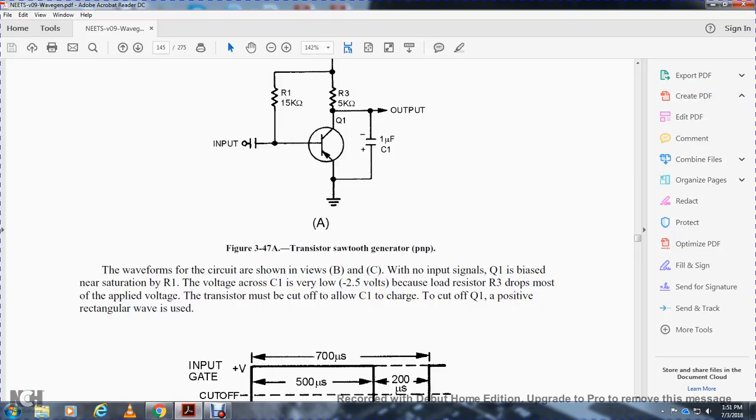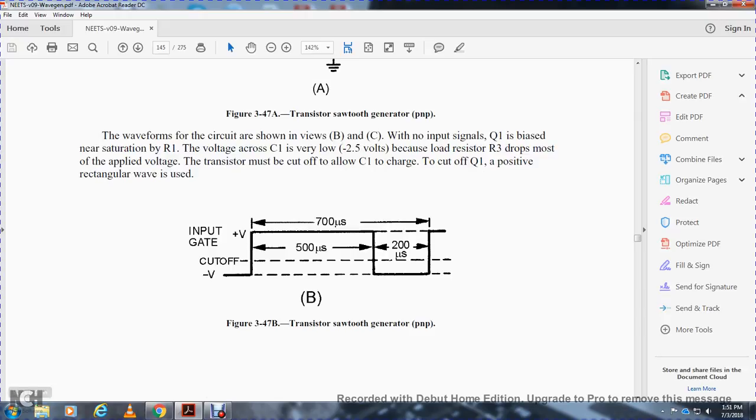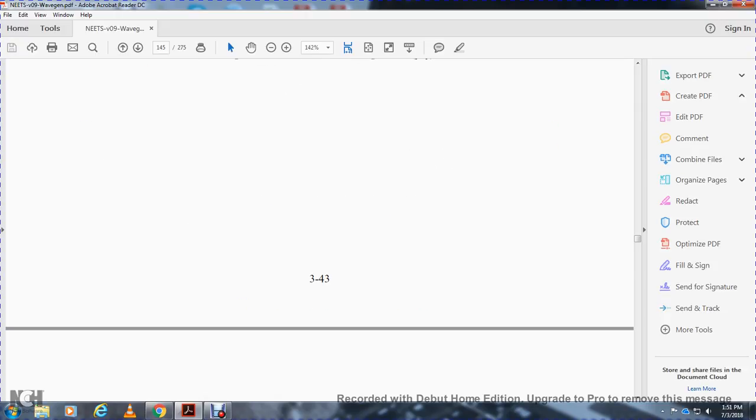The waveforms of the circuit are shown in views B and C. With the input, the transistor 1 base is near saturation. The voltage across capacitor 1 is low, about 2.5 volts, because the low resistor 3 drops most of the applied voltage. The transistor must be cut off to allow capacitor 1 to charge, and the rectangular wave is used to cut off the transistor. Input generation: 700 microseconds, 500 microseconds, 200 microseconds cutoff.